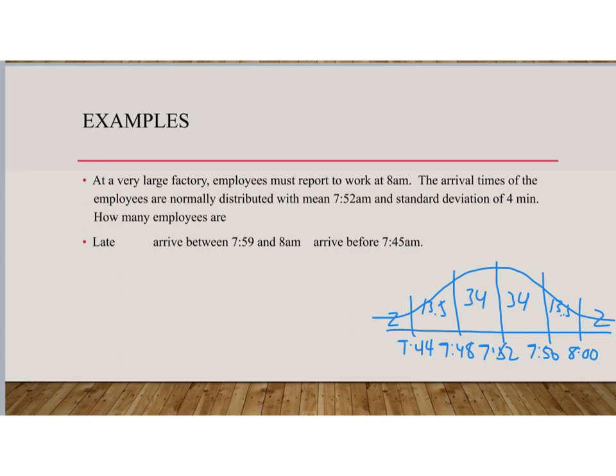And now, how many employees would be late? So to be late, you would be coming in after 8 a.m. Here's 8 a.m. What's later than that would be the 2% and then the 0.5%. So I could say that this would be 2.5%.